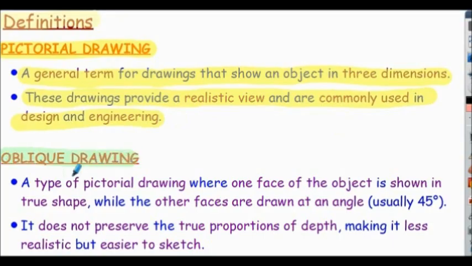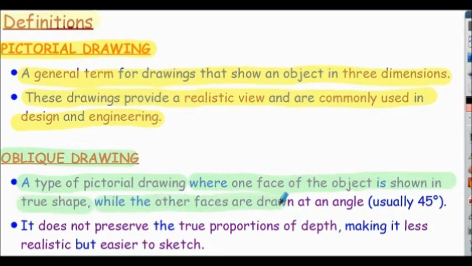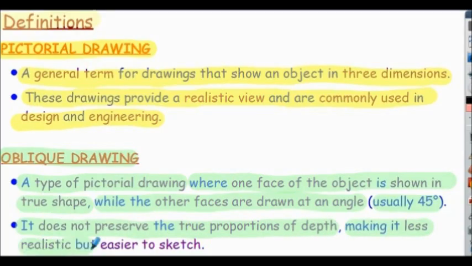Oblique drawing. An oblique drawing is a type of pictorial drawing where one face of the object is shown in true shape while the other faces are drawn at an angle, usually 45 degrees. Oblique drawings do not preserve the true proportions of depth, making it less realistic, but easier to sketch.